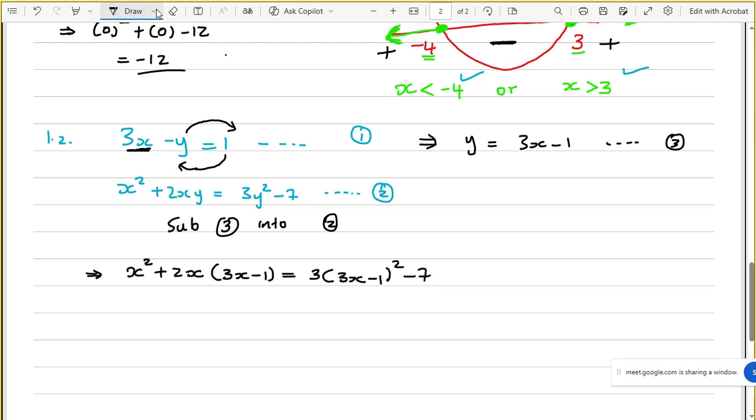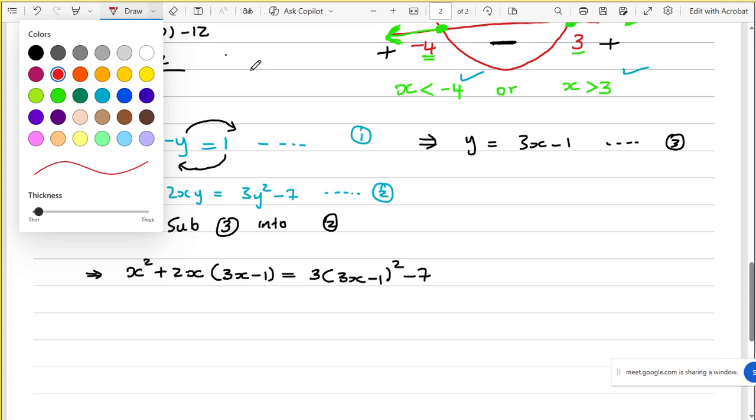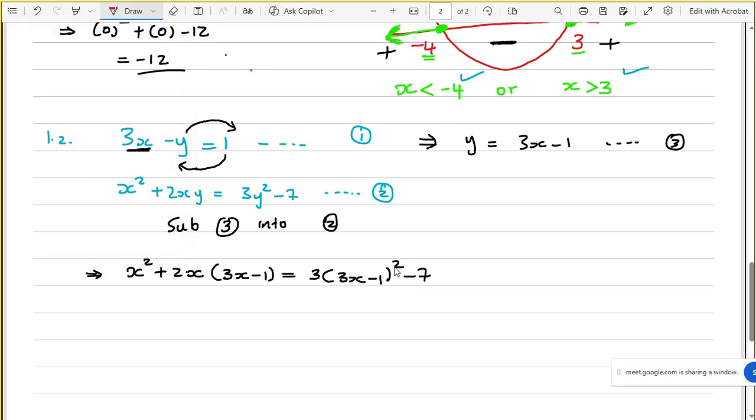So the first common mistake that you guys make is that when you do the substitution, you forget the y squared, that the y is squared. You just write this bracket without including the squared on top. Then now you start losing marks. Everything that you are doing now is wrong. That's the first common mistake that you guys make.